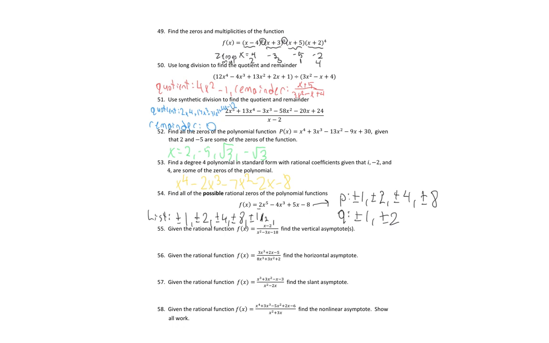Plus or minus, and then 2 divided by 2, well, that's 1 already. 4 divided by 2, that's 2. 8 divided by 2, that's 4. So we don't have to worry about any of the other ones. That is our final list.